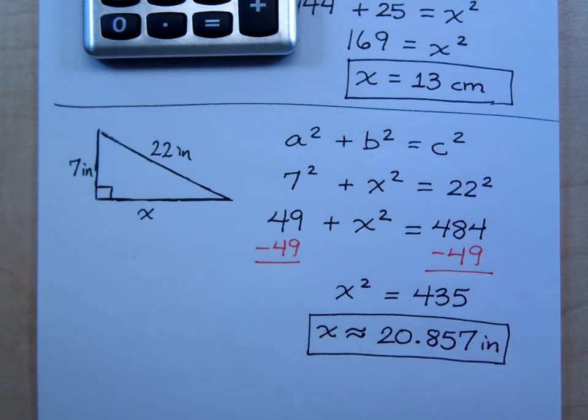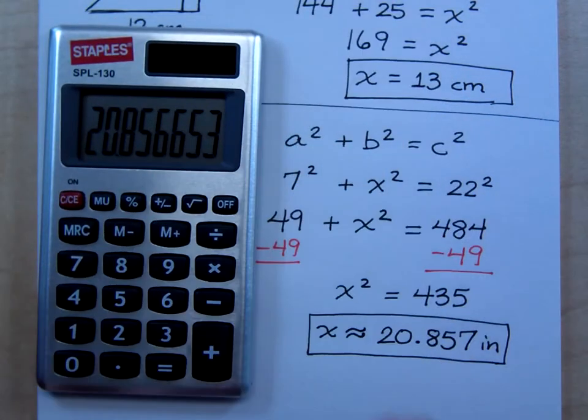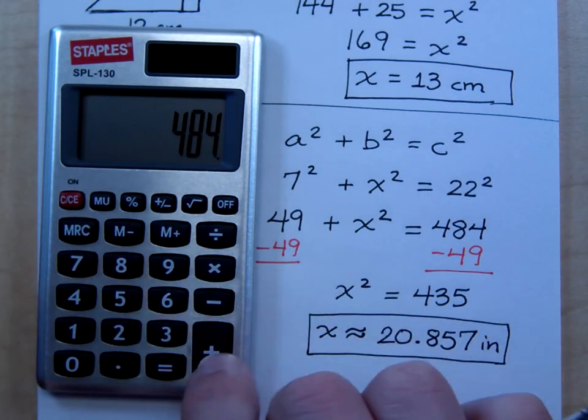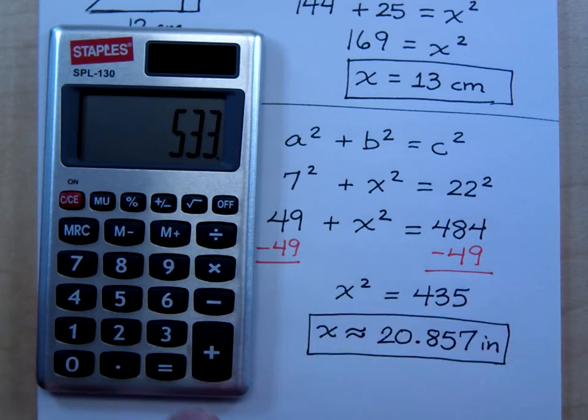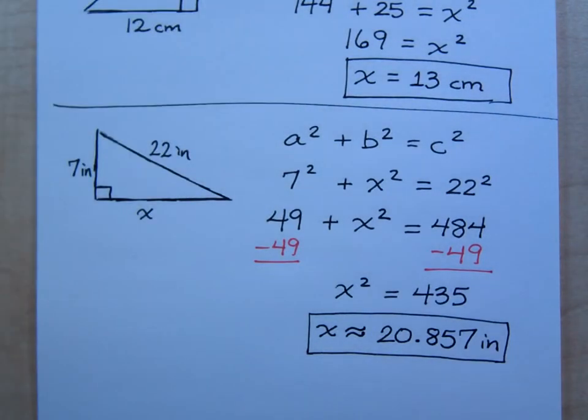Now, if I were making a multiple choice test for you guys, I would give you an answer that you guys would probably come up with. Because if you're not paying attention, some students would go 484 plus 49, and then they would do the square root. So I would totally have that as an answer, just to mess with you. This is why you do not want me to make up a multiple choice test. I'm evil.